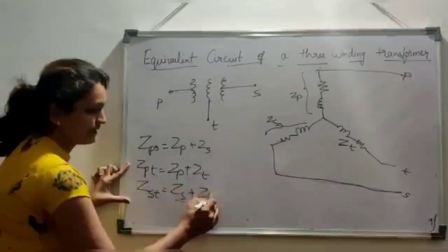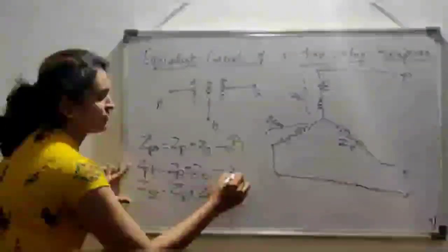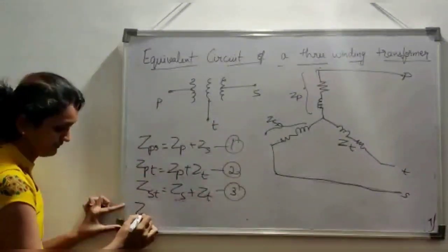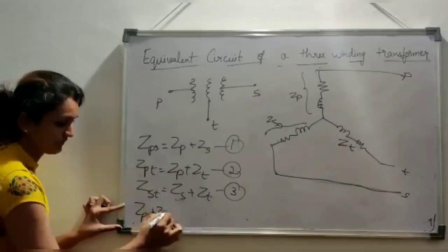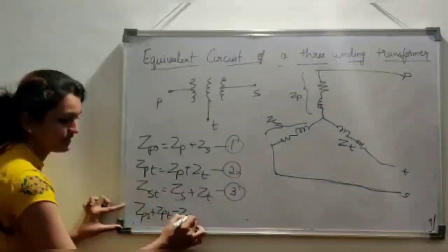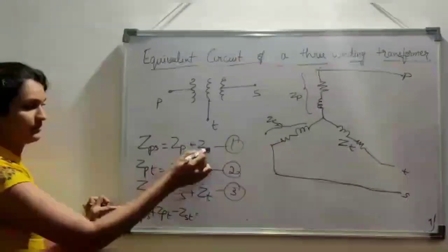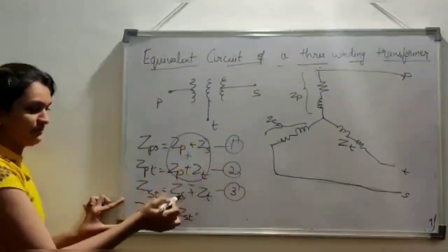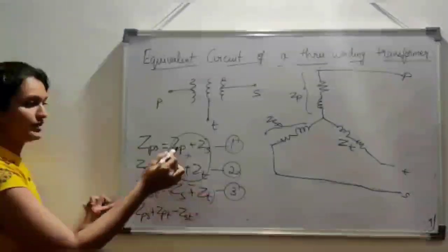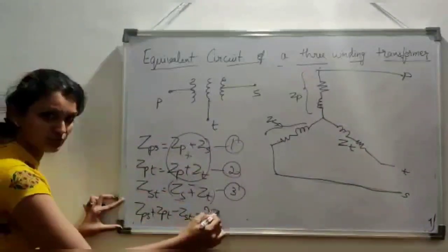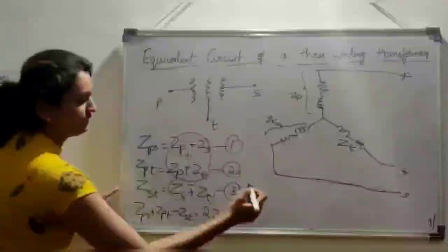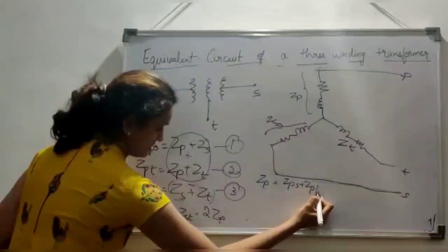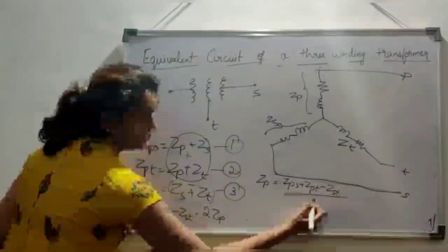So ZS plus ZT. So if you are considering these as equations 1, 2 and 3, adding 1 and 2 and subtracting 3, that is ZPS plus ZPT minus ZST. So when you are adding and subtracting, ZS and ZT will get cancelled. So ZP plus ZP becomes 2ZP. So now we can find out the value of ZP. So ZP is nothing but ZPS plus ZPT minus ZST divided by 2.